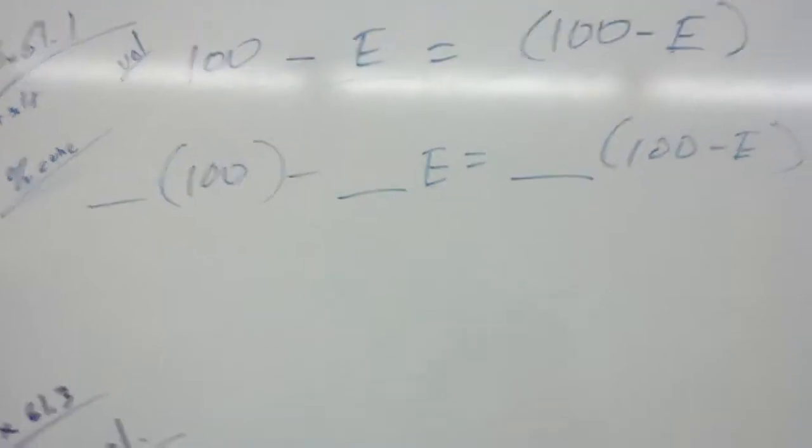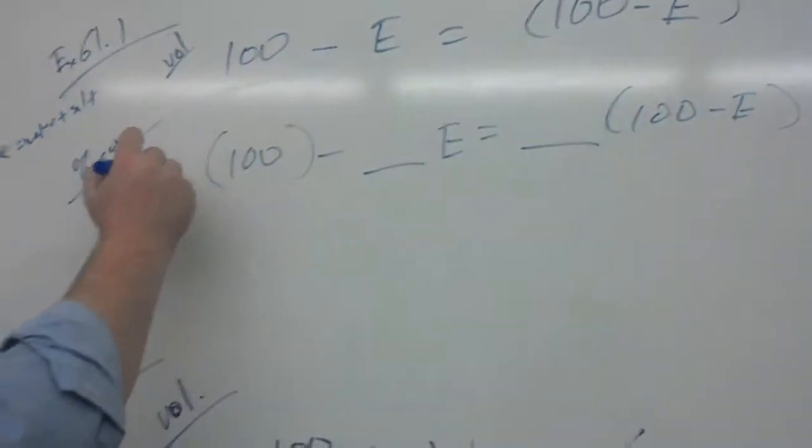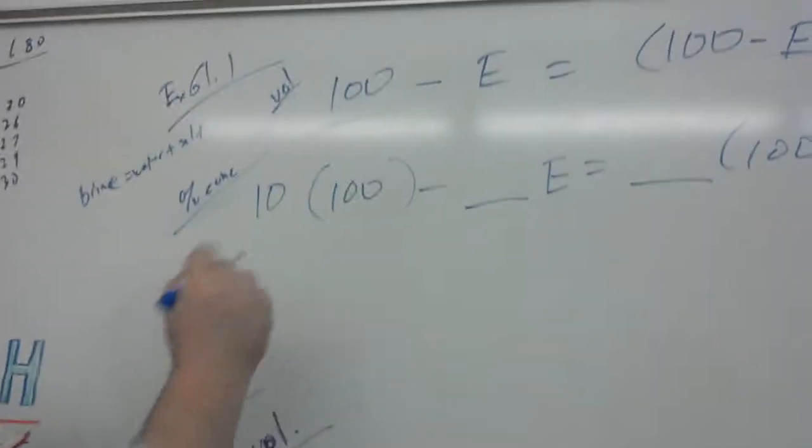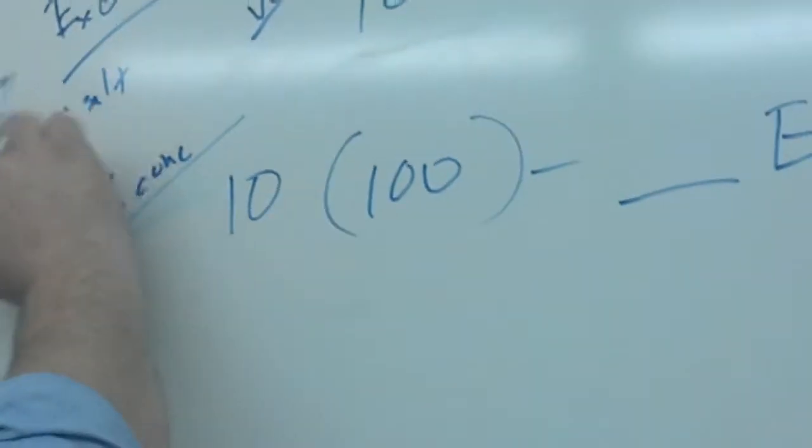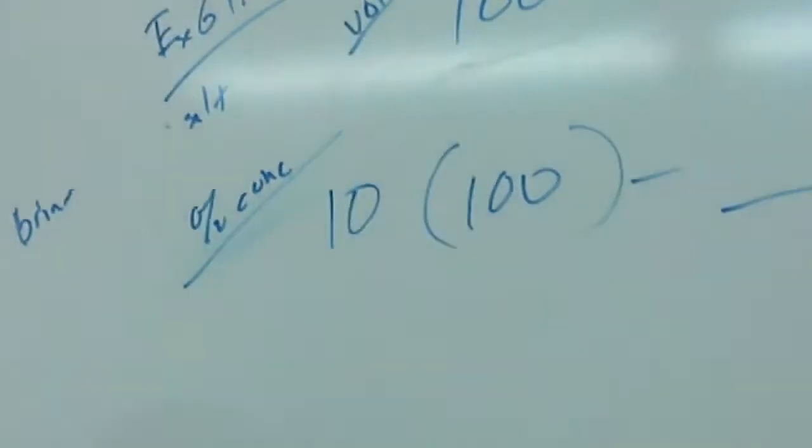So we're starting with 100 gallons of a 10% brine solution. So should I put 10 here? Yes. Right. Now, 10% brine solution means that this is salt. Brine is salt.